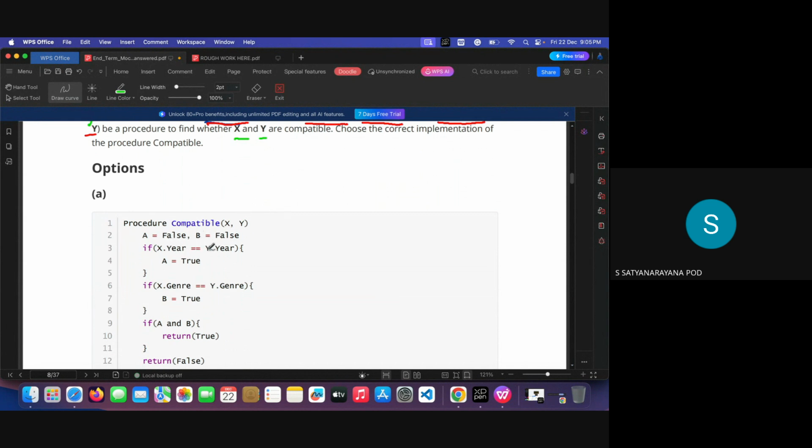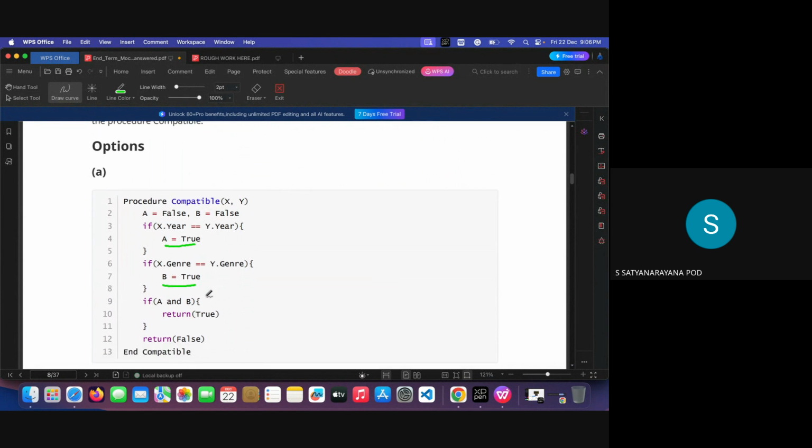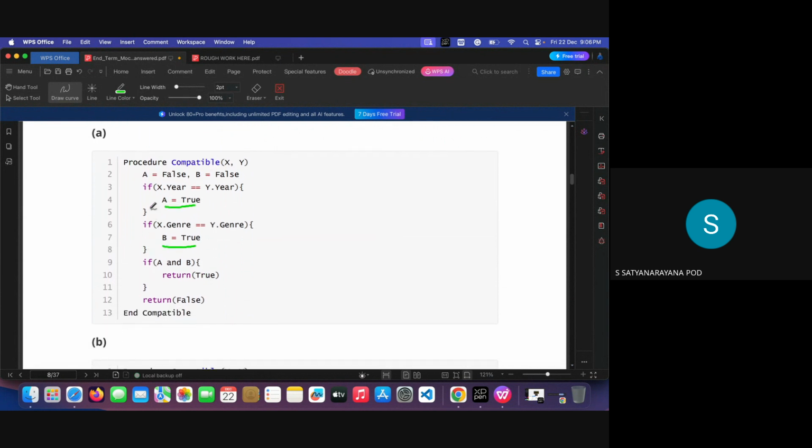So A is, whenever same year is there, A will become true. Whenever same gender is there, it is true. So when gender is same, B is true. If both A and B are considered, what does it mean? If both A and B are considered, what exactly is it?